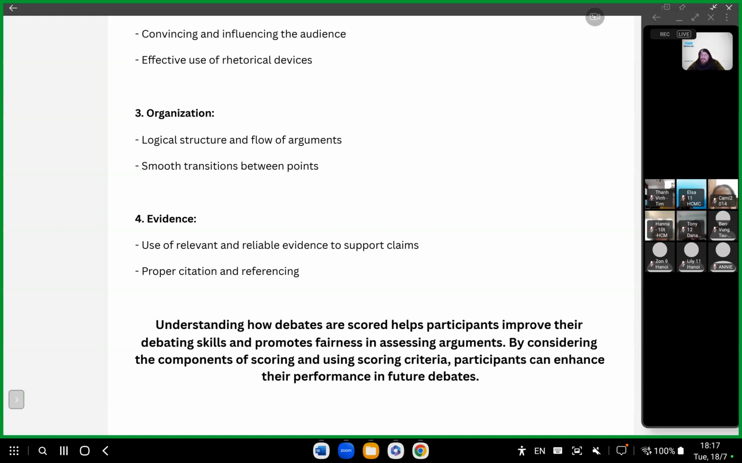And finally, proper citation and referencing. So that just means when you mention your evidence in a debate, make sure you tell us who said that, or who wrote the report that you borrowed the information from. Because just citing a study, you're not giving the person credit, and as well, by giving that person credit, you're adding strength to your own argument too.